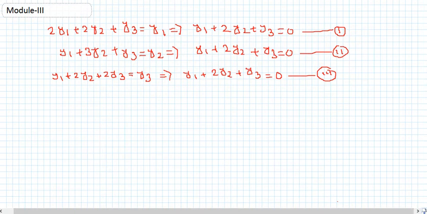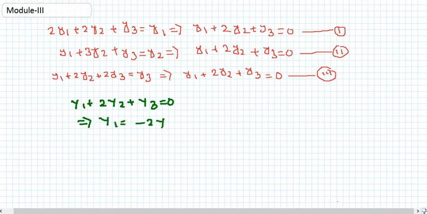So one equation, 3 unknowns. From there we get y1 + 2y2 + y3 = 0. So what you can now do is write y1 = -2y2 - y3.